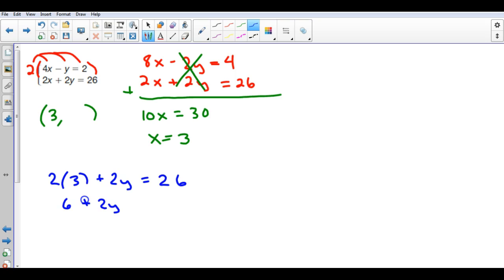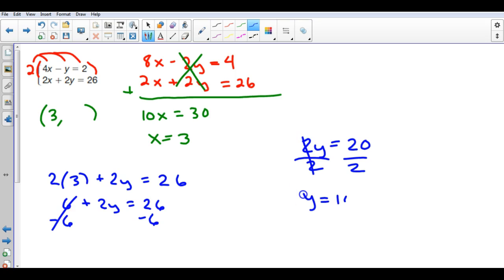So 6 plus 2y equals 26. I'm going to subtract 6 on both sides. I end up with, and I'll do it over here, 2y equals 26 minus 6, which is 20. When you divide both sides by 2, you're going to end up with your y coordinate being 10. So our final answer is the point (3, 10).